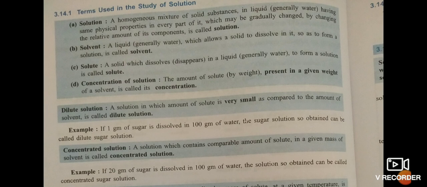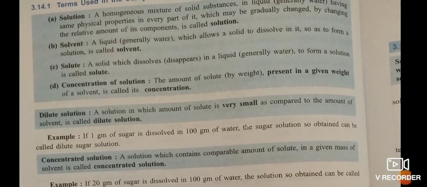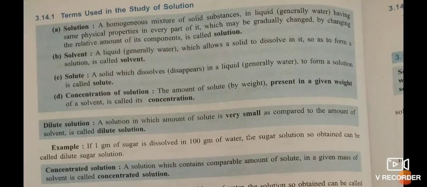Now a solution has two components. One is called the solvent and the other one is called the solute. In the example of the salt solution, your water is the solvent and your salt is the solute. So from this definition or from this example, we can understand that a liquid which allows a solid to dissolve in it so as to form a solution is called a solvent.